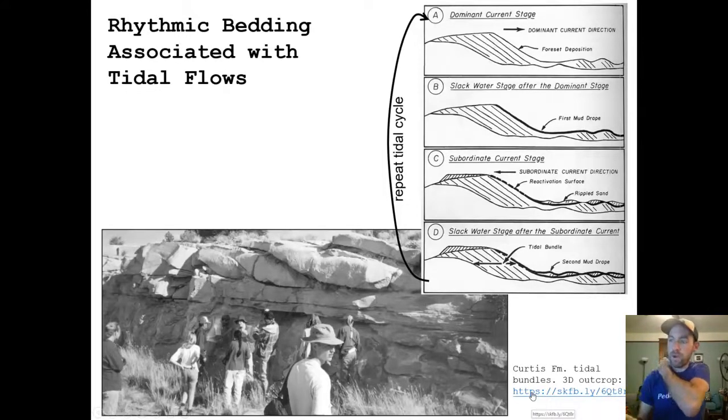This is not my photograph, this is from another lecturer, but I compiled several photos into a 3D model that I took years ago out there as well. So that's one way that you can get tidal bundles here. And so each of these would be considered one tidal bundle, if that makes sense, right?